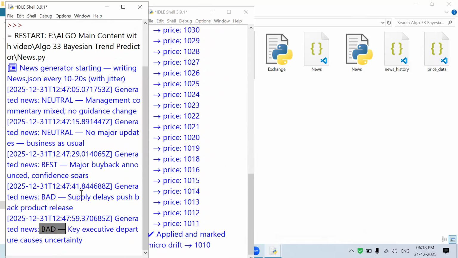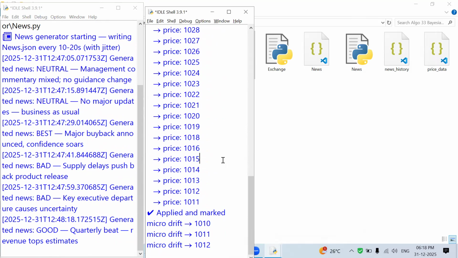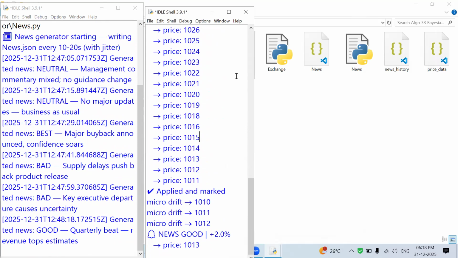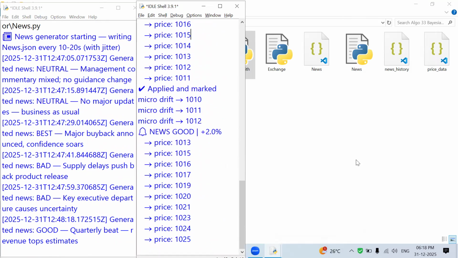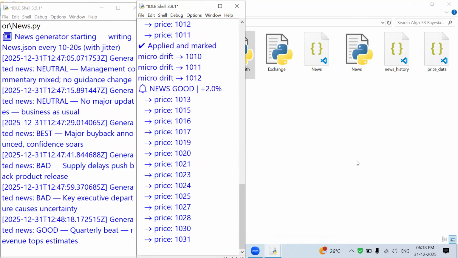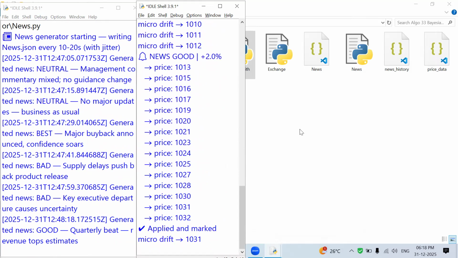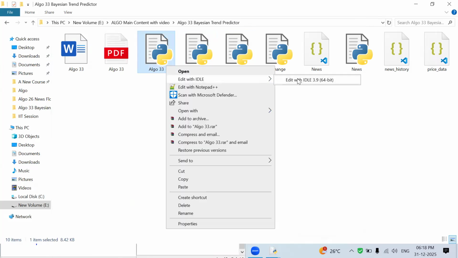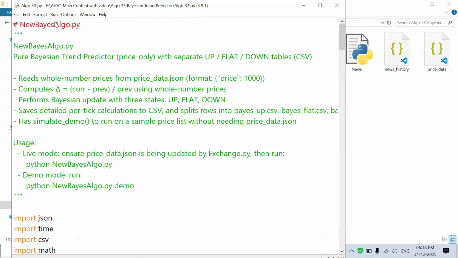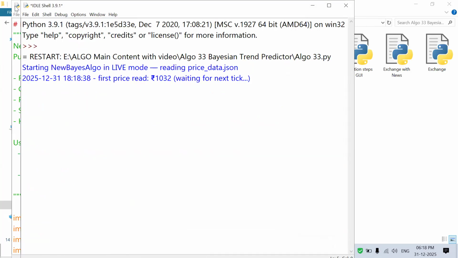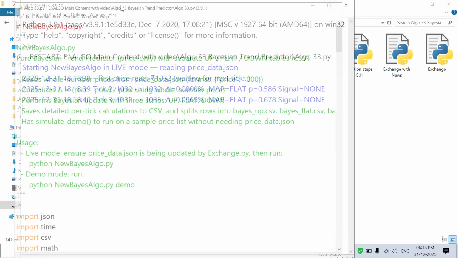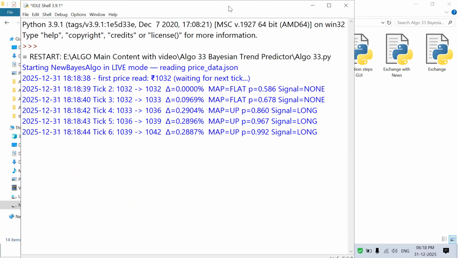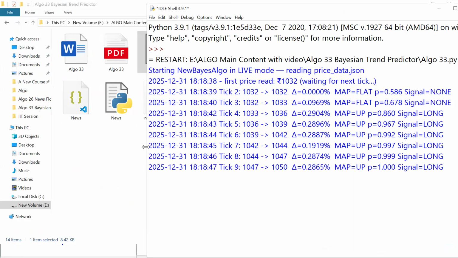The bad news has come. Okay, the good news has come, and you can check there the price is moving higher, 2%. Now let me run my algo in this kind of environment. The previous environment was not considering any news flow. Now there is a news flow continuing in the market, and let's check how the algo behaves in this.